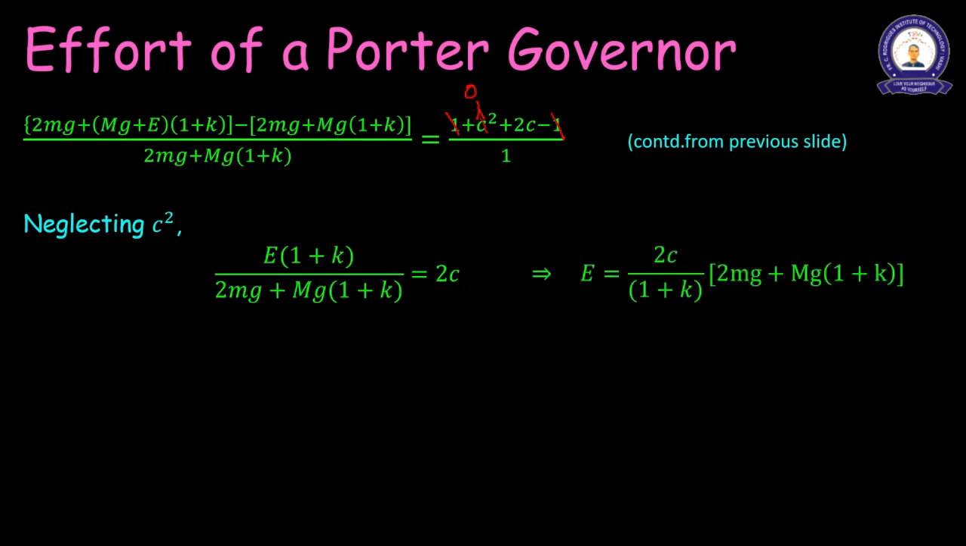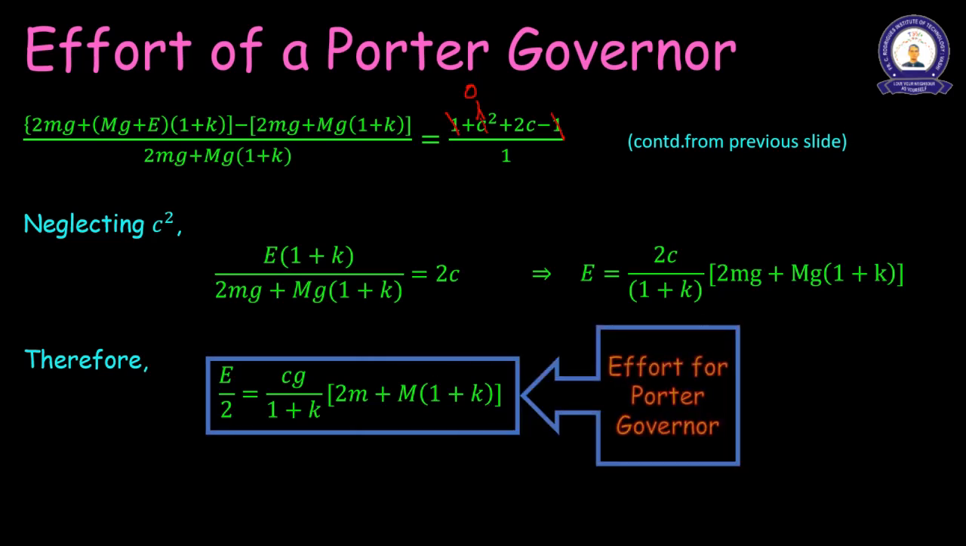Rearranging the terms, I can write down E is equal to 2c upon 1 plus k into 2mg plus capital Mg into bracket 1 plus k. Therefore, I can say that E by 2, that is my effort, is equal to Cg upon 1 plus k into bracket 2m plus capital M into bracket 1 plus k. So this is the equation for effort of Porter governor.